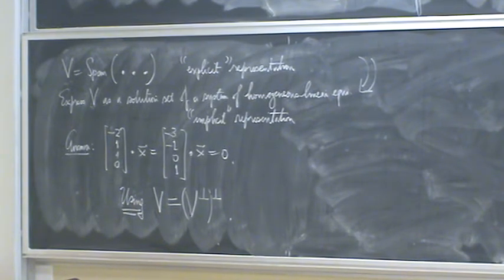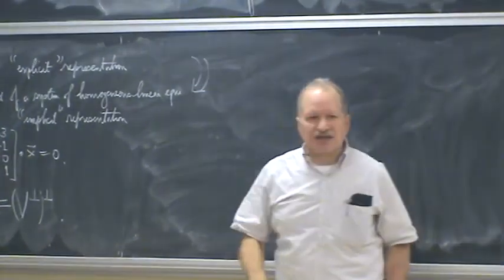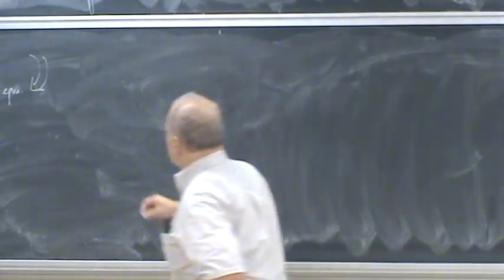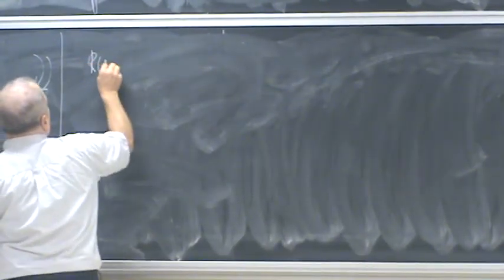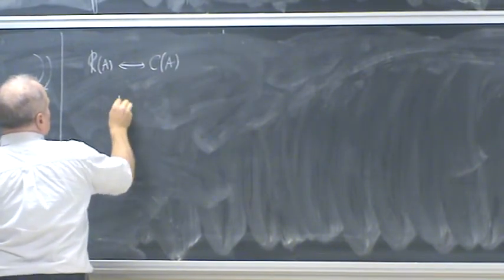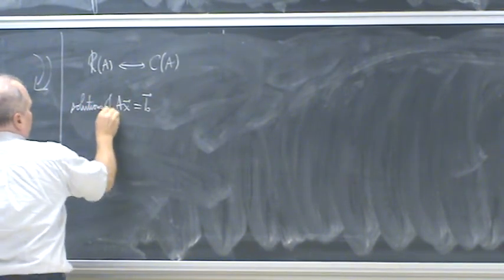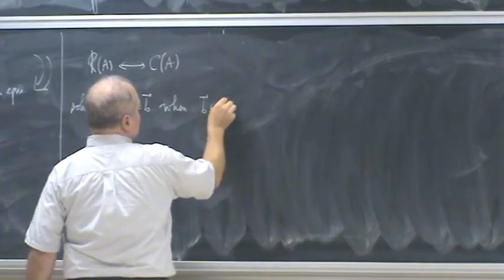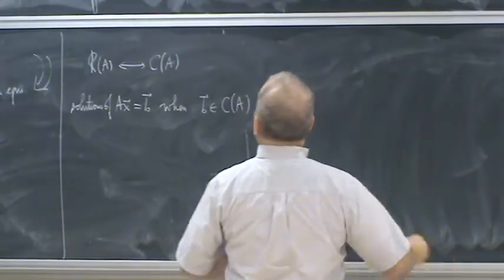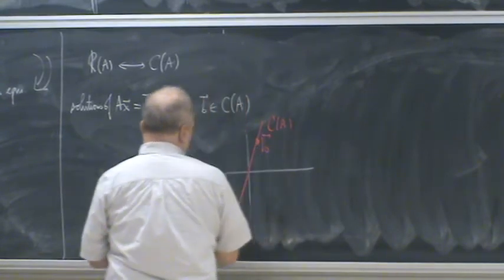Okay, I want to close with one more comment here. We said that the row space and the column space were the same dimension there. I want to draw you a picture here. Think about solving AX equals B when B is in the column space. In other words, when the system is consistent. So in this picture that I was drawing up there, you take a B that's here.